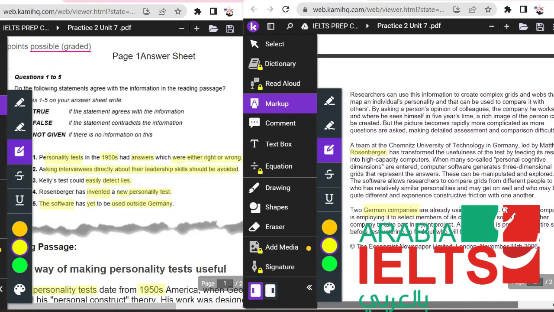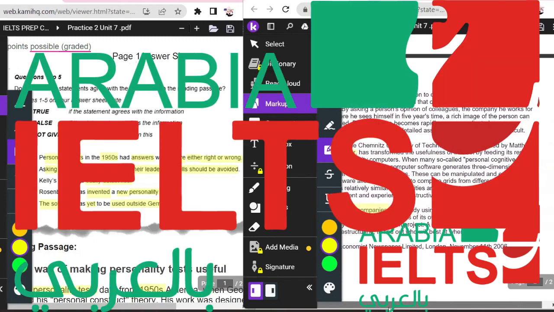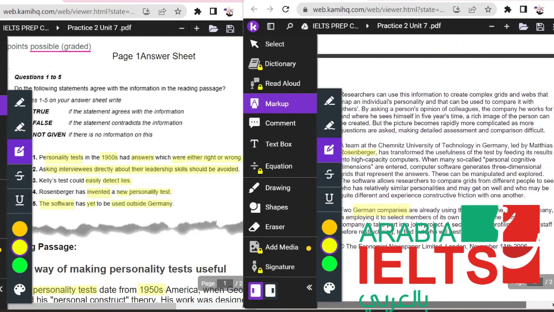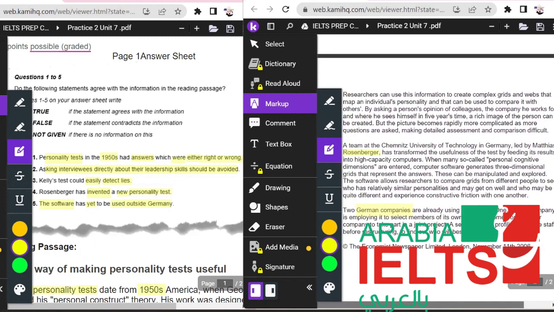Tools company is employing it to select members of its own staff and some from other companies to take part in a joining project. A second firm is profiling its entire staff before restructuring to find out who will best fit where. So this one is not given. There's absolutely nothing mentioned about the thinking or the thought that they will use it outside Germany. Okay, so this one is not given.